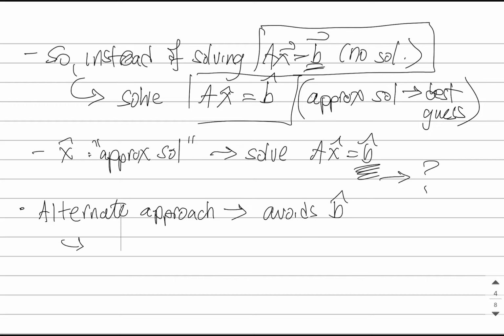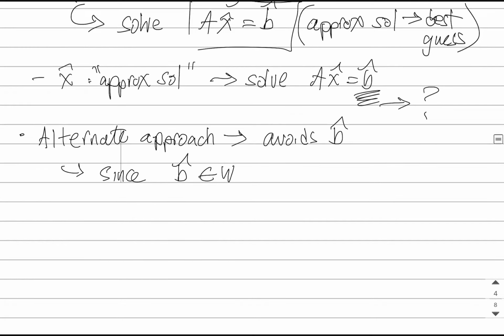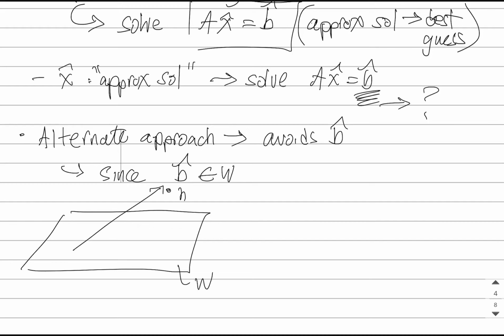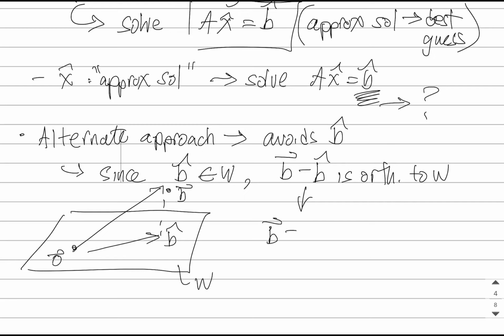And here's the idea. Since b hat is in our plane, so this kind of thing again, we've got our original vector that we can never create from our pieces. So instead we do this projection. Since b hat is in that plane, that means b minus b hat is orthogonal to the plane. And if it's orthogonal to the plane, that means this vector b minus b hat must satisfy A transpose x equals 0. We talked about this before.